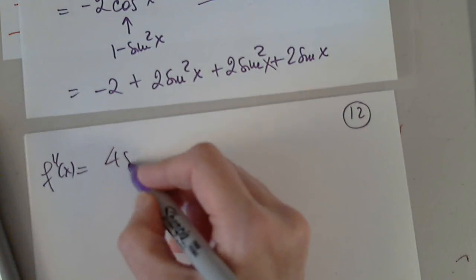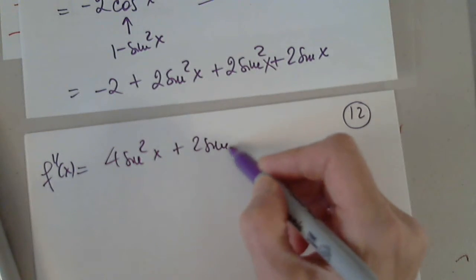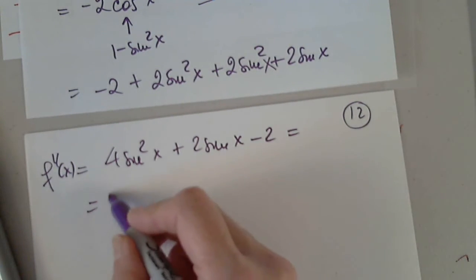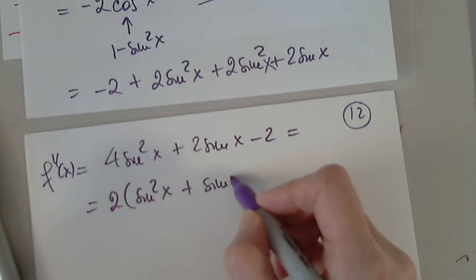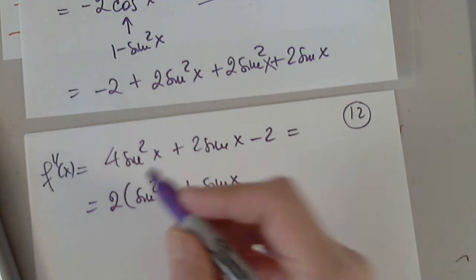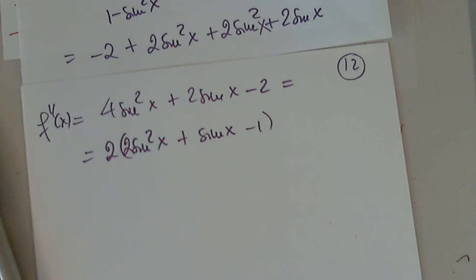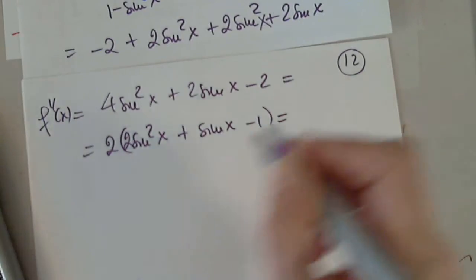Okay, so the second derivative is 4 sine squared x plus 2 sine x minus 2. I will factor out a 2. There is some hope. 2 sine squared plus sine x minus 1. There is hope that this is factorable. Yay, I think it's not too bad.